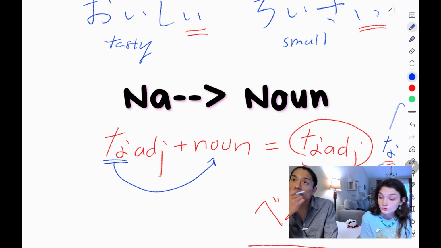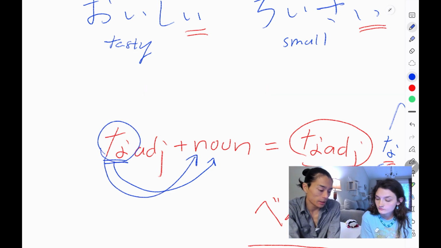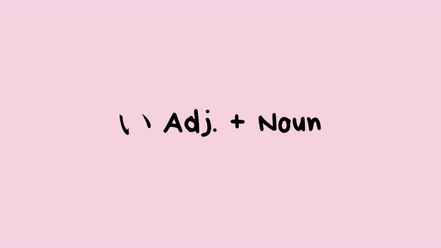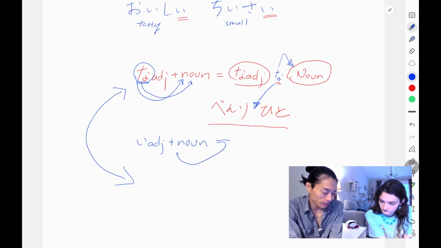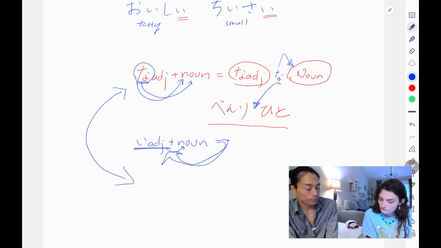Na, noun. Yeah, that makes sense. And you have to use na to connect to a noun. Since we just covered how to connect na-adjective to a noun, let's also talk about how to connect e-adjective to a noun. It's this, literally. So basically, just directly connect to the noun.